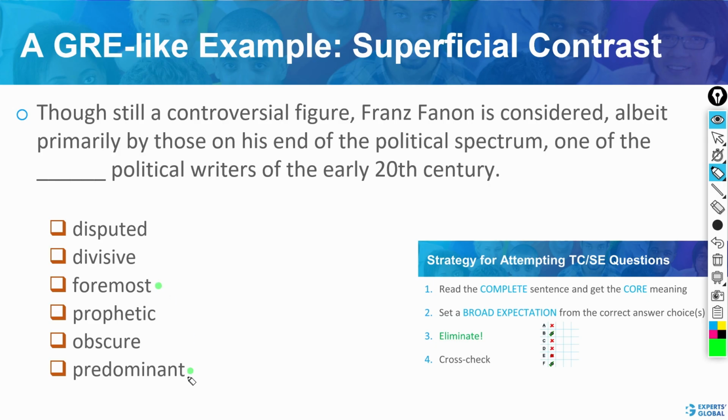C and F. The meaning turns out that despite this aberration, this person is considered one of the foremost or predominant. Our broad expectation was on the lines of best. So this person is considered one of the foremost or predominant, or in simple words, one of the best political writers of the early 20th century. Choices C and F are the correct choices. And remember the key point that on the test, we must be careful about superficial contrast. Good luck with applying this concept in practice.